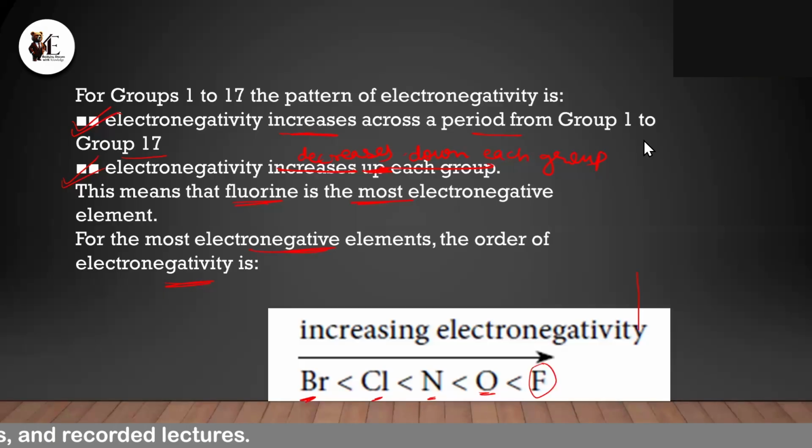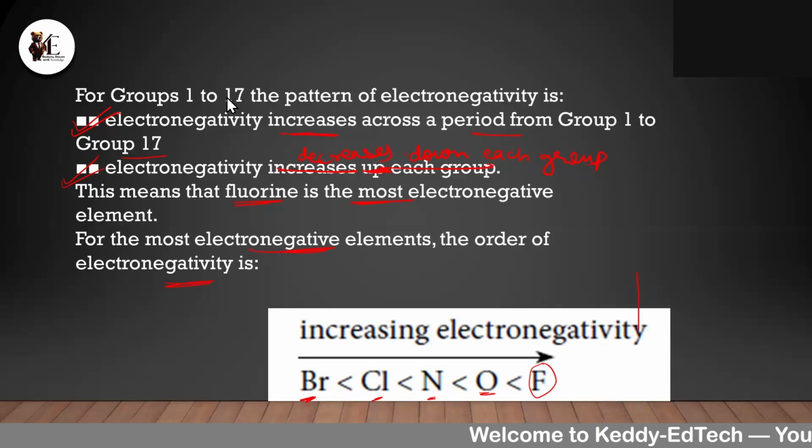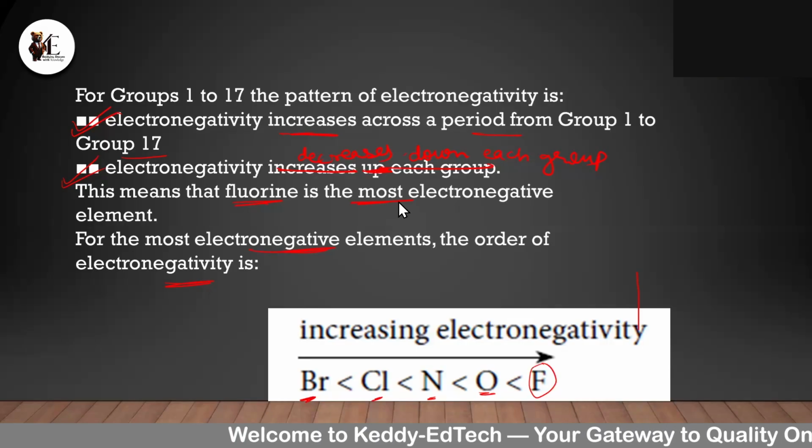In the homework, you have to learn the factors affecting electronegativity. There are 3 factors which we have studied: nuclear charge, atomic radius, and shielding effect. So please revise all these notes before coming to the next session.